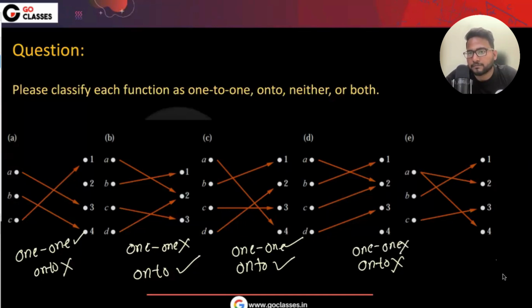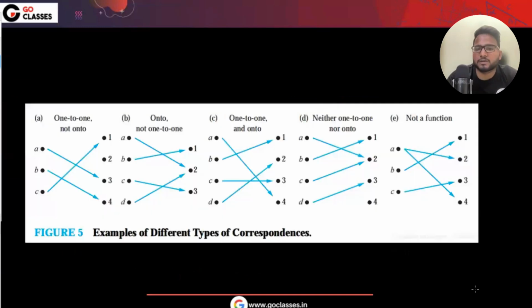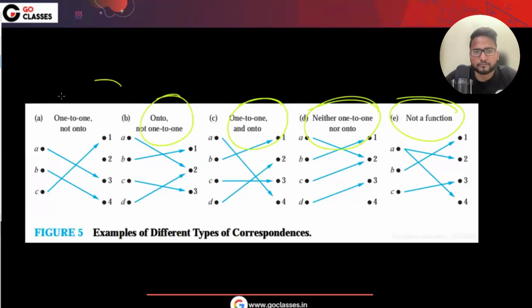What about this? A is giving you multiple outputs, right? It is not even a function. So just a brief detour: you can see that this is not even a function, neither one-to-one. Okay. So these are the answers here, right?